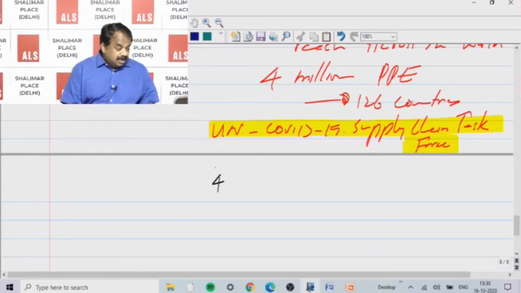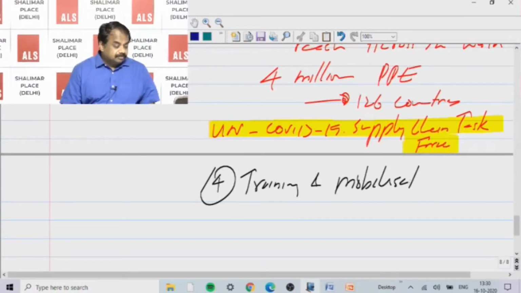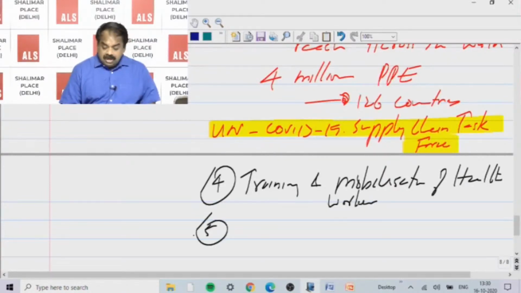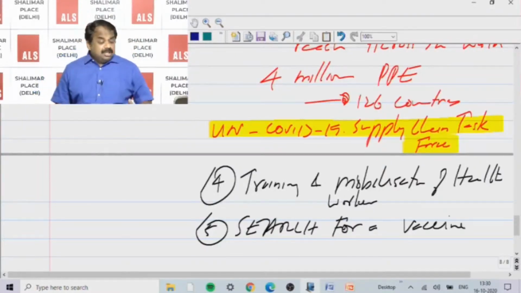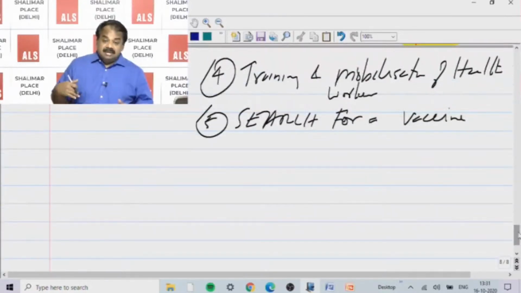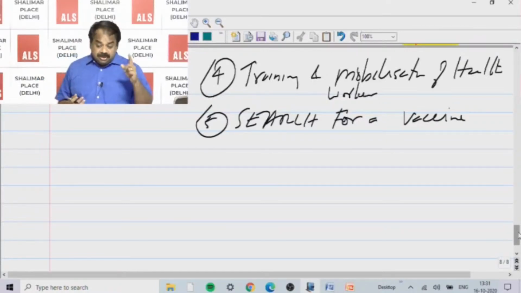The fourth point is training and mobilization of health workers. And number 5, the search for a vaccine. Even with the vaccine, they may not be giving the certificate and all, but definitely they will be talking about the protocols. I mean, what is to be done and what are the minimum standards required, especially the trial which is there. WHO also will have to approve a certain protocol. That is very important when it comes to vaccine.